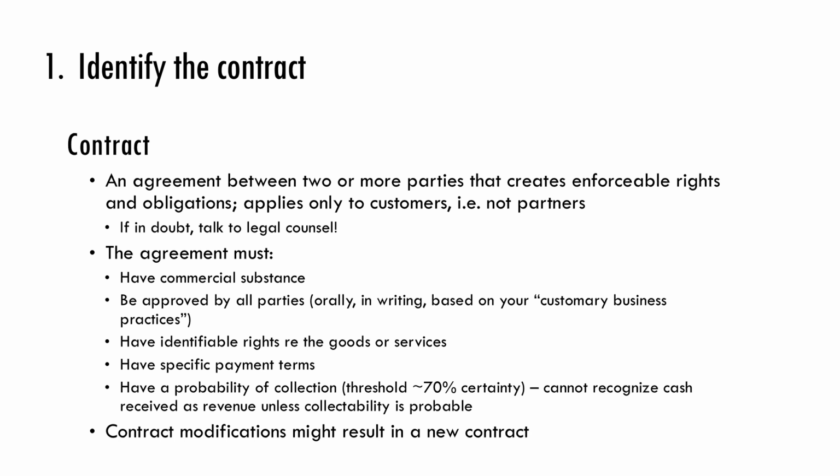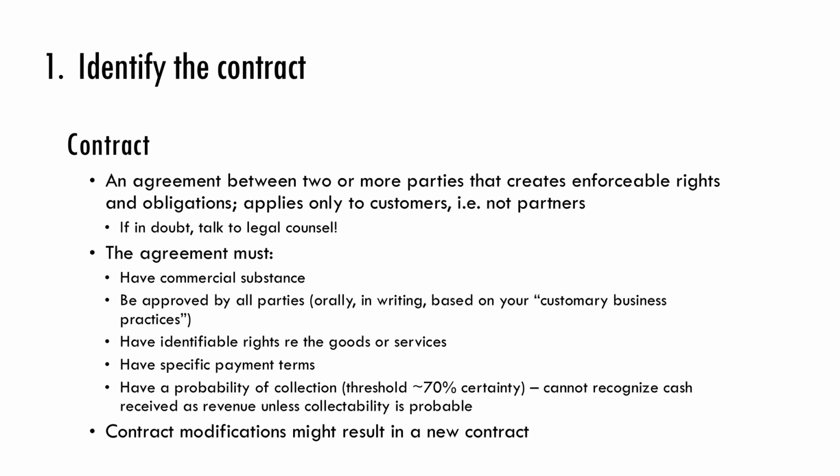The contract must have identifiable rights regarding the goods and services. What is it that I'm selling you? When am I going to sell it to you? What does it look like? When do you receive it? When do you take control? At what point can you reject it? And on the flip side of that, at what point do you have to pay me for those things? Those have to be in. Those identifiable rights regarding those goods and services. Who's providing them? Who's receiving them? What is the timing of that?